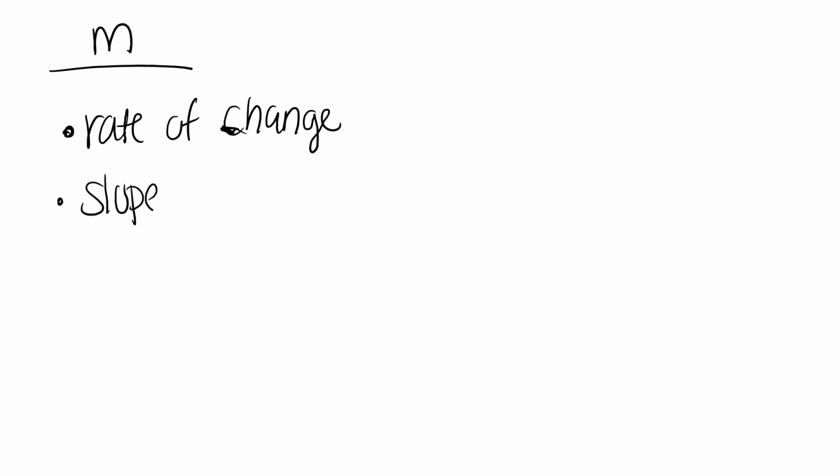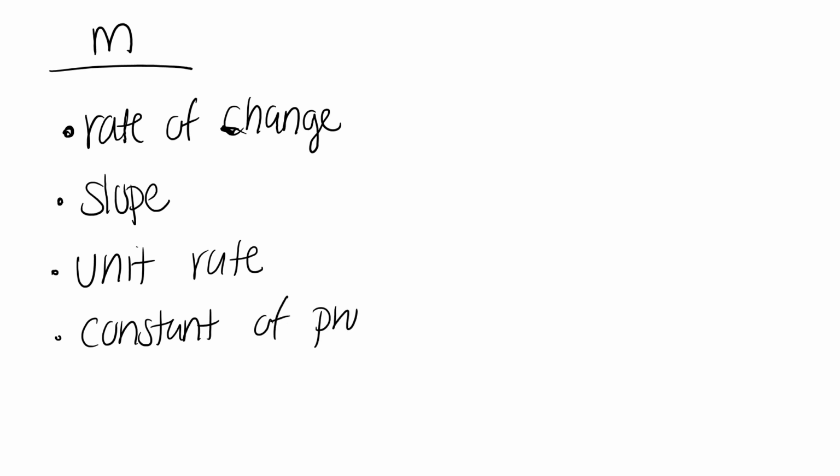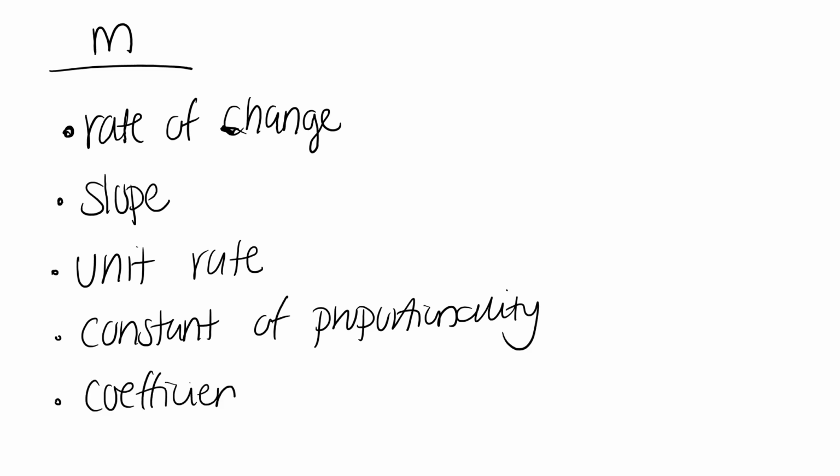For number 16, it says to list all vocabulary terms that are represented by the variable m. So the variable m means rate of change. It means slope. It means unit rate. It means constant of proportionality. And it can mean coefficient. All of these terms all mean the same thing, and they are all represented by the variable m.